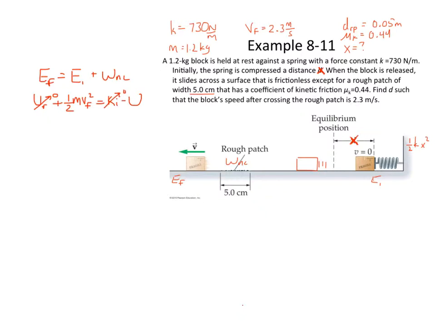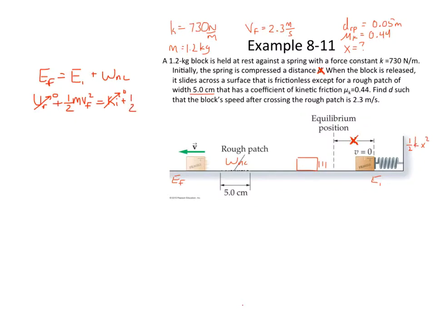U plus U initial, of course. What is the U initial? What is the potential energy? Well, that's our 1/2 kx squared, right? The potential in the spring is 1/2 kx squared. And by the way, that x is what we're solving for.